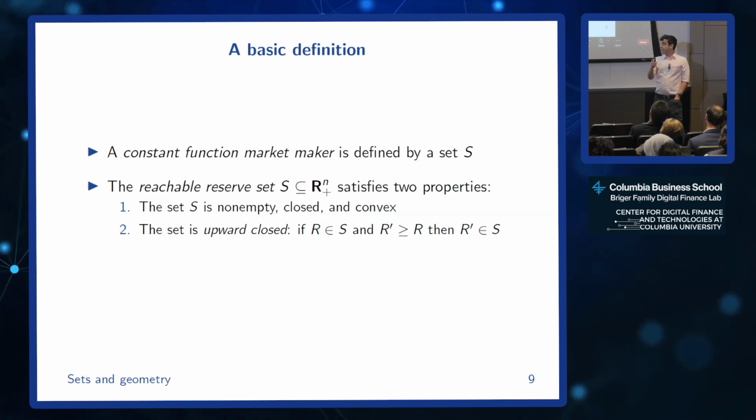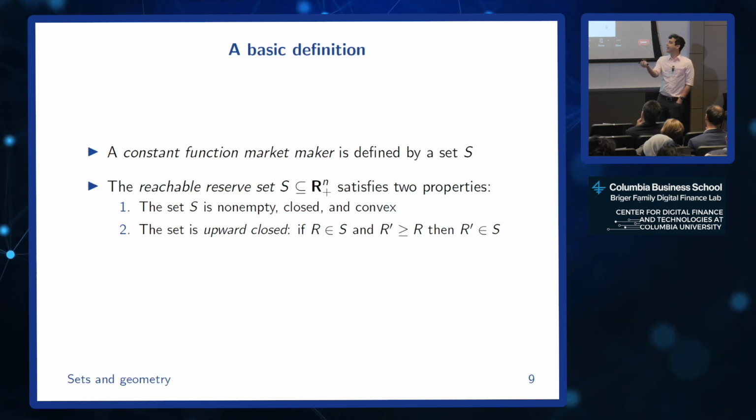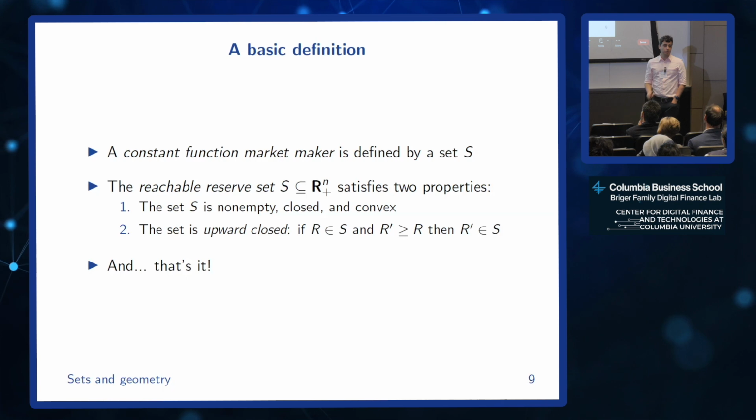So R is going to be some reserves, and we're going to say that R is in the set S. So this is the constant function market maker. And if some set of reserves is in S, then any set of reserves that is at least as large element-wise as that set of reserves should also lie in the set. And that's it. Those are the only two assumptions. How far can we go with just these two things?